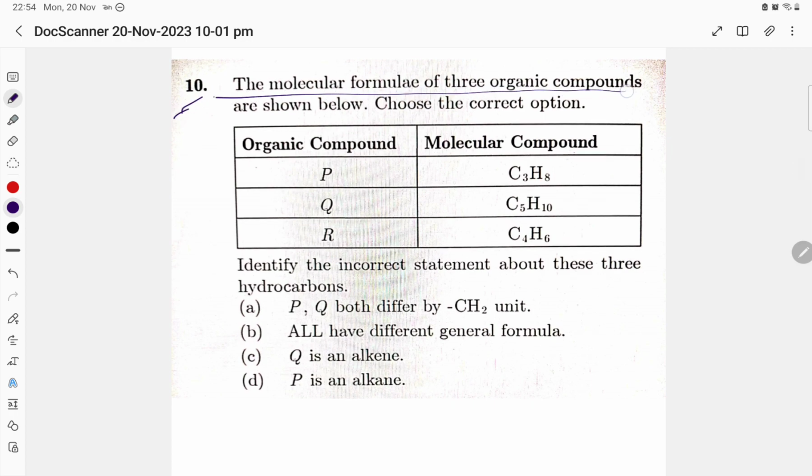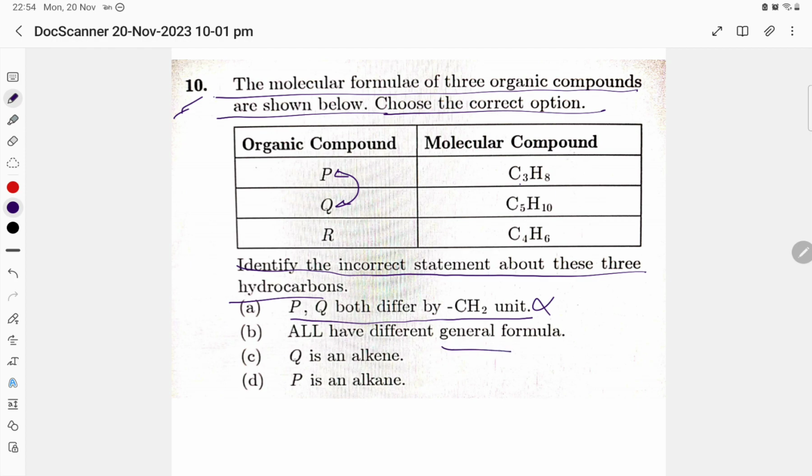Question number 10. The molecular formulas of three organic compounds are shown below. Choose the correct option. Identify the incorrect statement about these three hydrocarbons. If you see here, P and Q both differ by a CH2 group. This is not correct because here 3 and 5 are there. So this is obviously not correct.